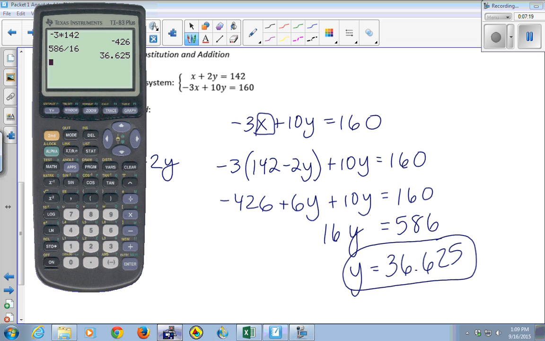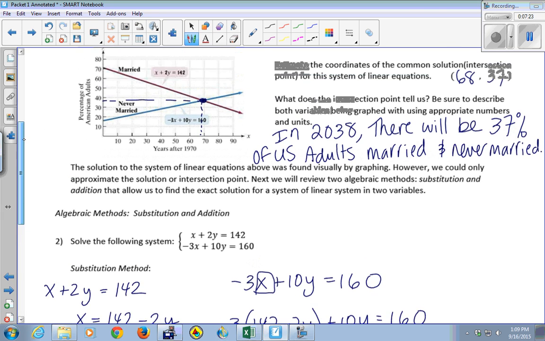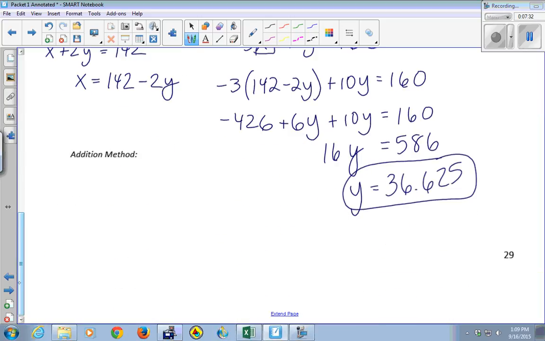And our estimate for y in the previous example, when we did it graphically, our estimate for y was 37. For the y coordinate was 37. So we were pretty close. But the algebraic method gives you the most exact.